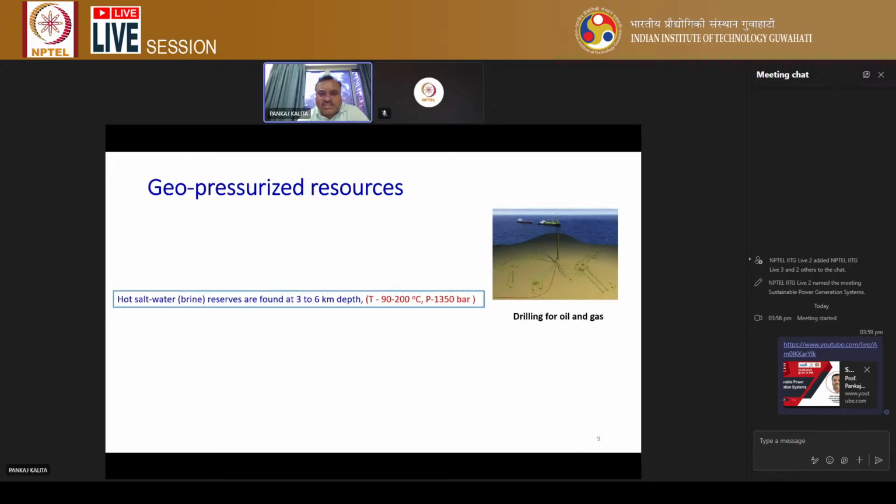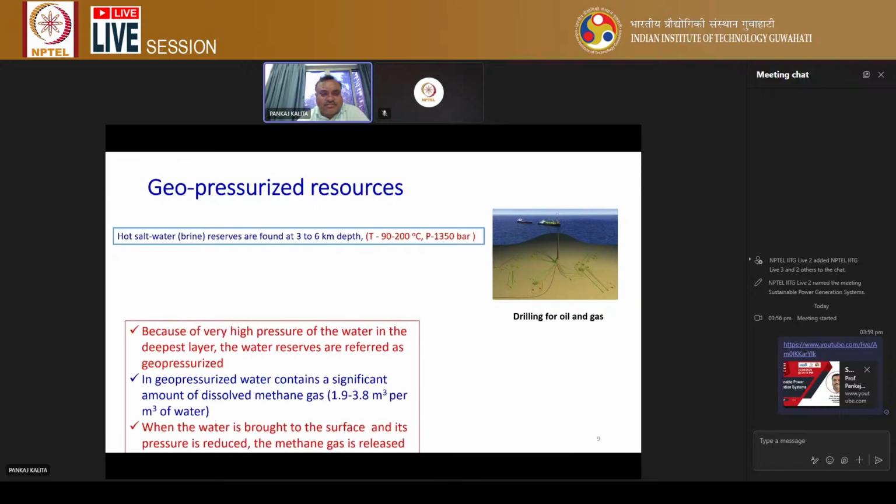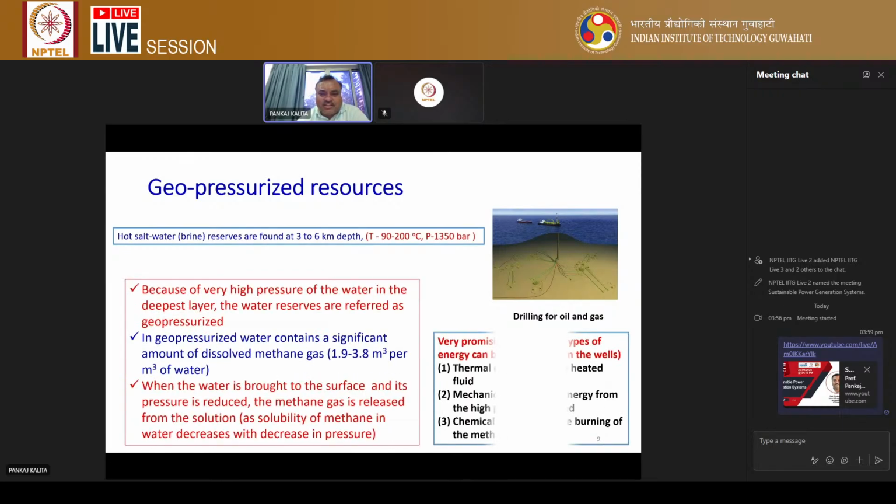So this is quite an interesting figure. Why am I bringing this here? Because while drilling for oil and gas, we are actually getting 3 types of energy at the same time. One is thermal energy from the heated fluid. Then we have hydraulic energy from the high pressure involved in the reservoir, and then chemical energy from burning of methane gases.